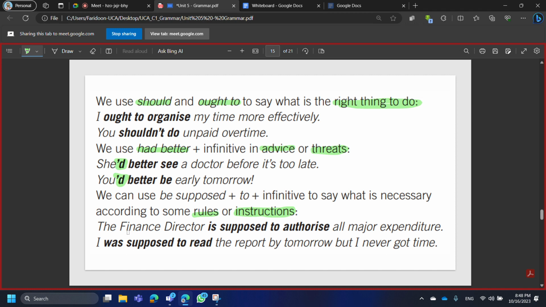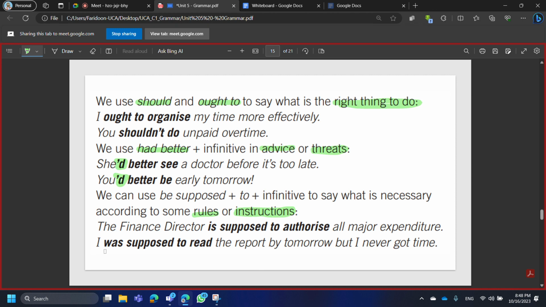Okay, for example, the finance director is supposed to authorize all major expenditure. So in a way, it's saying that it's not something that he is actually just doing out of the kindness of his heart. It's the rule, it's the instruction that he has to follow. So it's necessary for him to follow. He is supposed to do that.